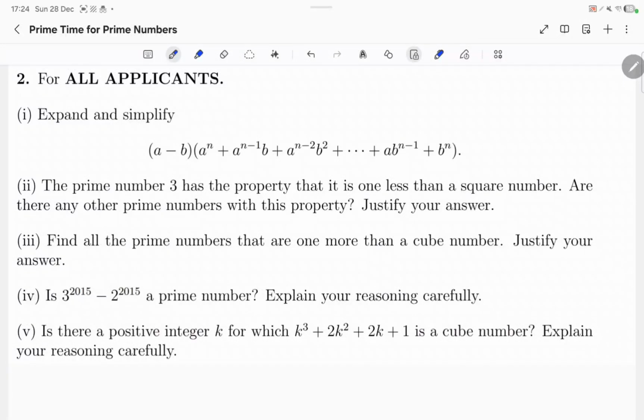Hello and welcome back. Today we'll be doing question 2 from the 2015 math paper. Let's get started. Part 1.